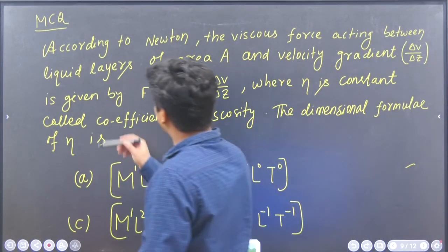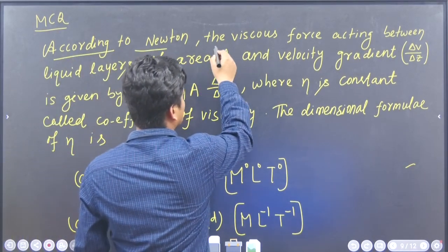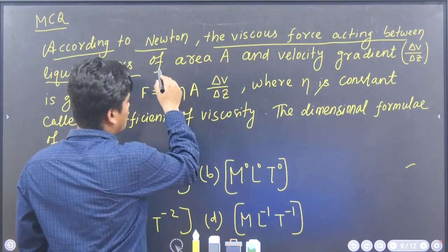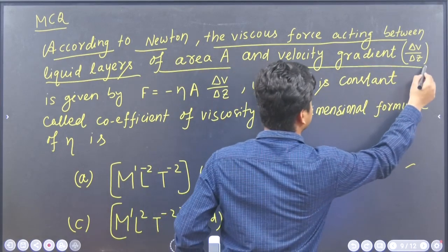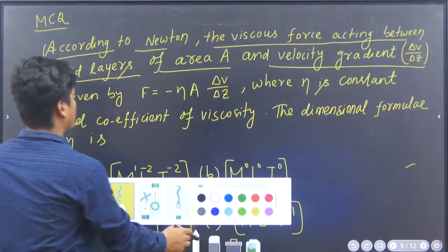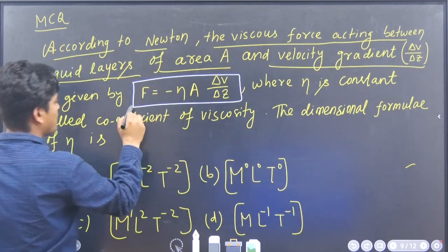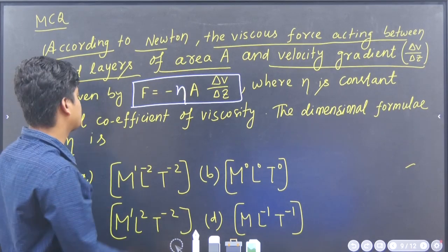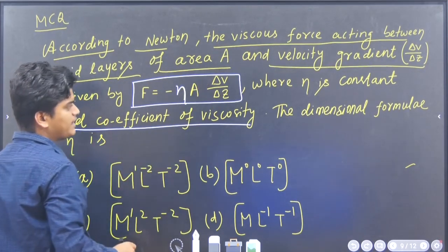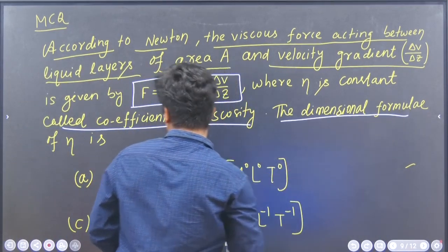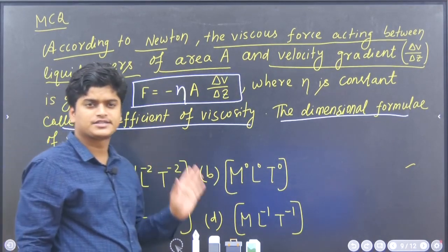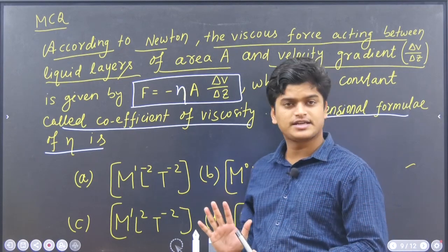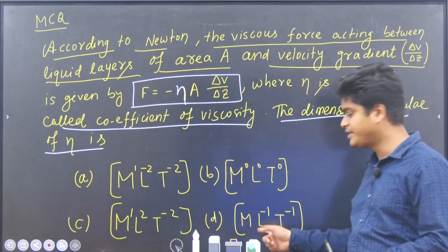Now here they are telling, according to Newton, the viscous force acting between liquid layers of area A and velocity gradient del V by del Z is given by minus eta A delta V by delta Z. So this is eta basically, that is you can directly say the coefficient of viscosity actually. Now they are asking the dimensional formula of eta. Already I discussed what is the dimensional formula of eta. So if you know or you can remember, then you can directly tell the answer here. Okay, definitely I remember, this answer will be option D.